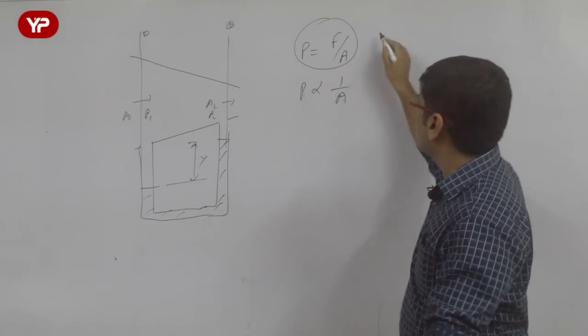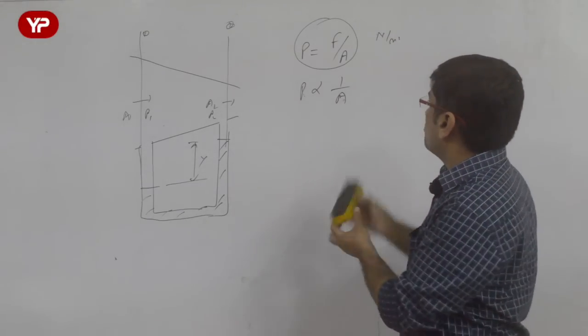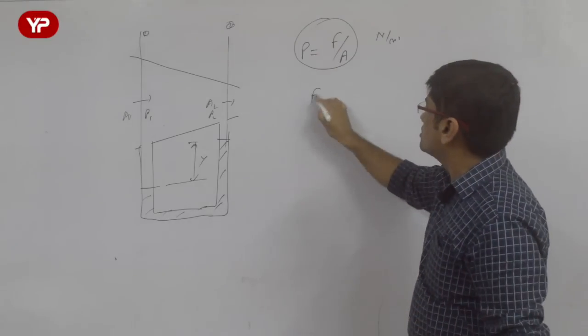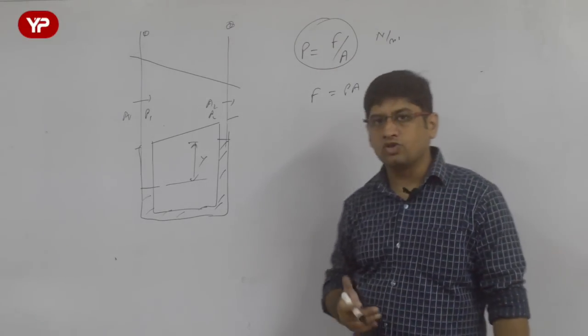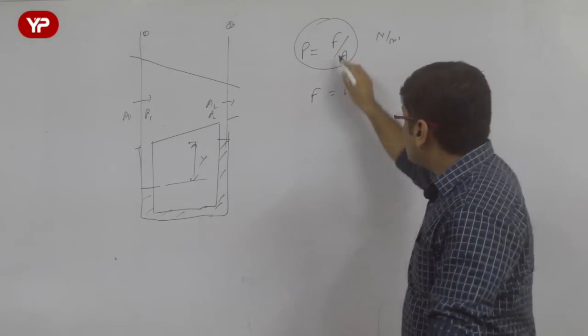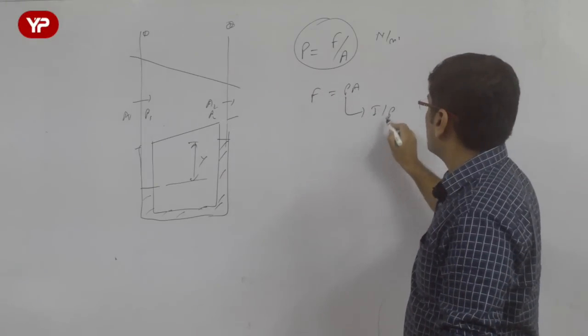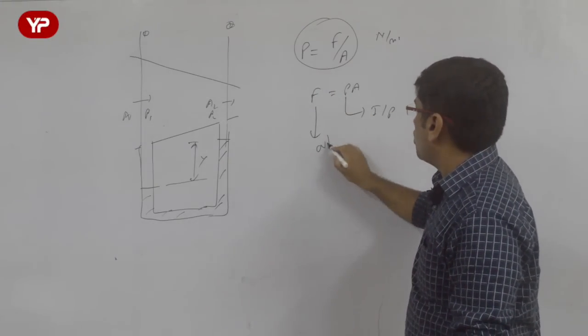Why? Because pressure is Newton per meter square. But I tell you one thing, actually this is written like this. Actually it should be written like this. Why? Because in this formula, pressure is input and force is output.